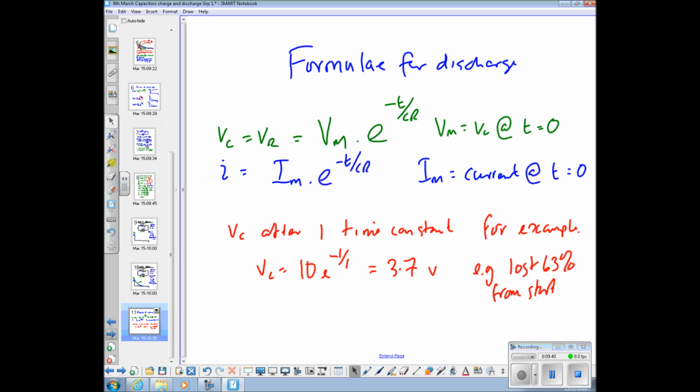Yeah. And if you've done all the calculations, you'll find if you go another time constant, that'll lose 63% of that 3.7 volts, and then 63% of the result of that, and so on, it carries on. And again, after 5 time constants, it will have lost 99.9% of its charge and therefore that's where we consider us completely discharged. Rule of thumb.